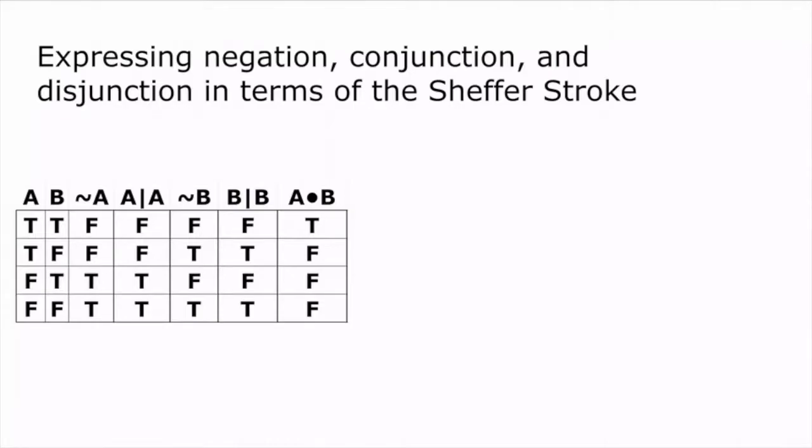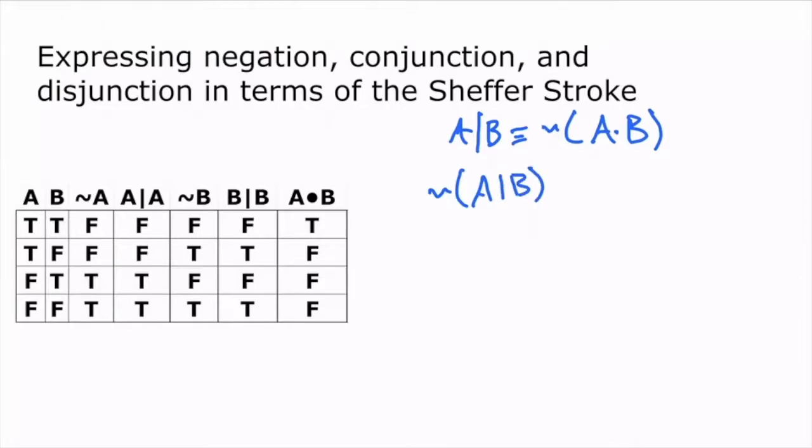What about conjunction? This one is pretty easy, if you think about it. Why is that? Remember, for any 2 statements, let's just say A and B, A Sheffer stroke B is the negation of the conjunction A and B. What that means is, let's negate both sides. If we negate both sides of this, not A stroke B is equivalent to the negation of the negation of A and B.